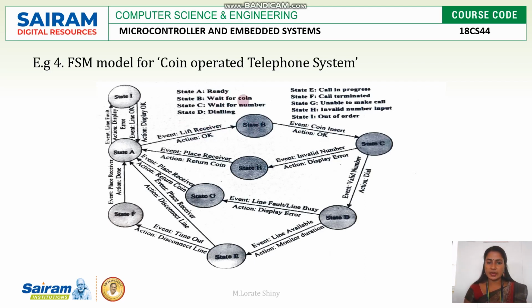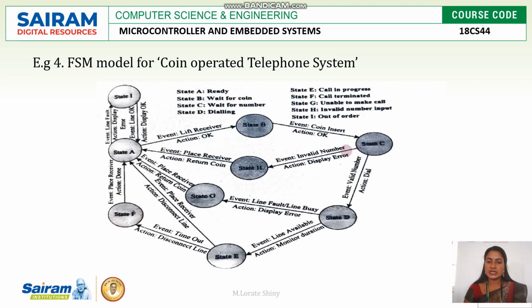State B is nothing but wait for coin. So it is waiting for the coin. So after picking up the receiver, the user will insert the coin. That will happen in state B. Okay. So after that, the system will go to state C. State C is wait for number. So it is waiting for the user to dial the number. So here two things can happen. The user can dial a valid number or he can dial an invalid number.